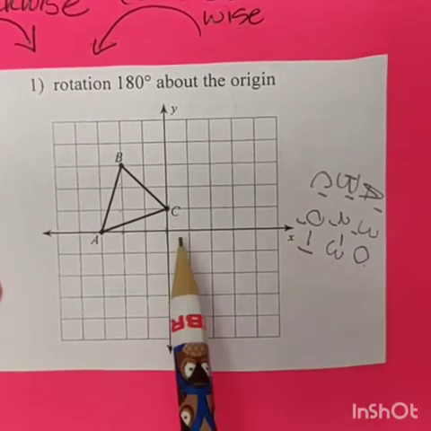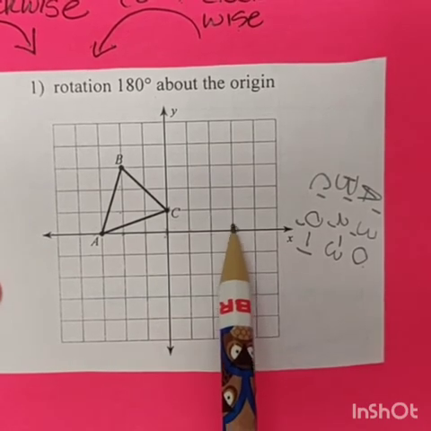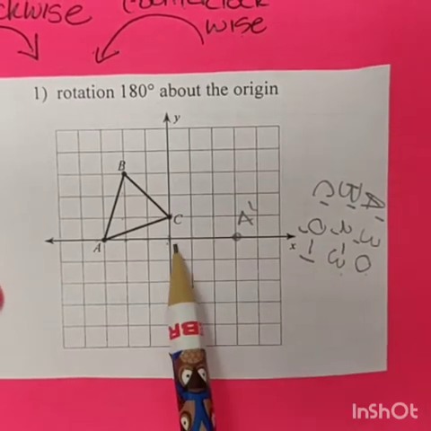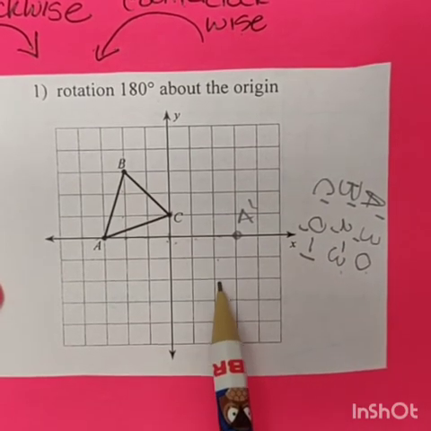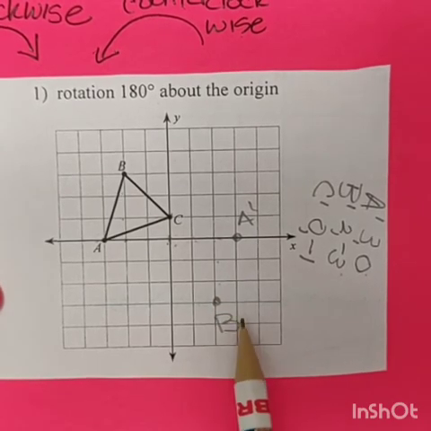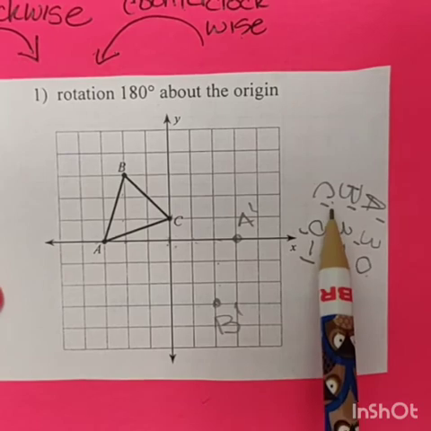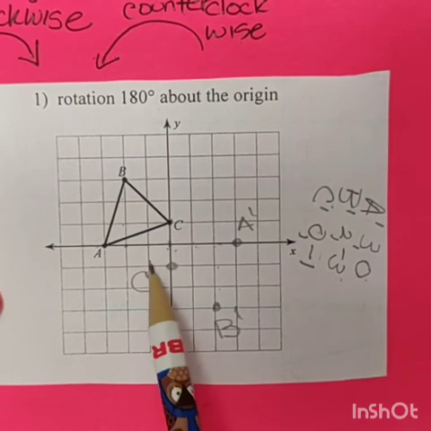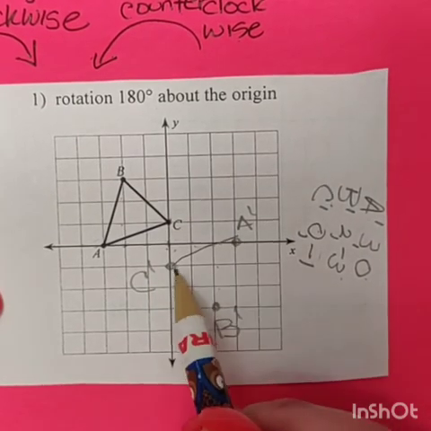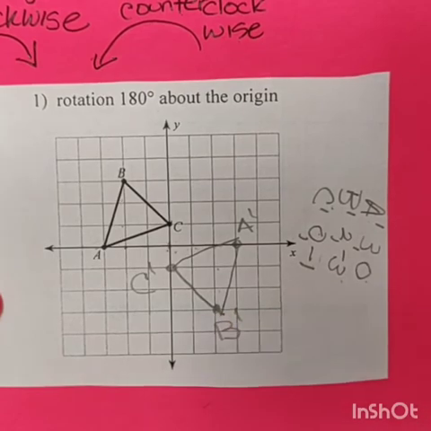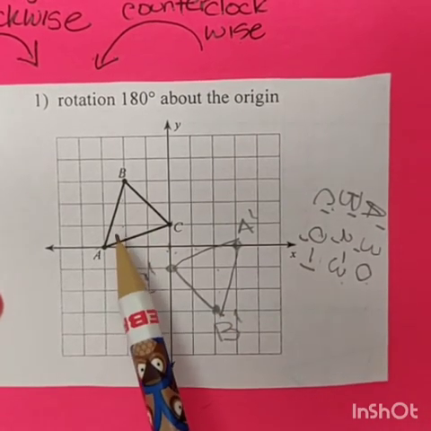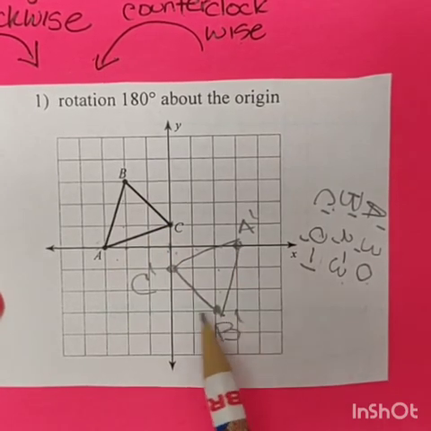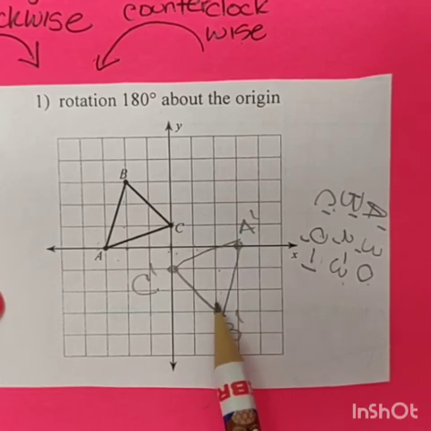So A prime is going to be 3, 0. That's A prime. B prime is 2, -3. And then C prime is 0, -1. And guess what? This is your rotated triangle going from point A, B, C to A prime, B prime, C prime. It went 180 degrees.